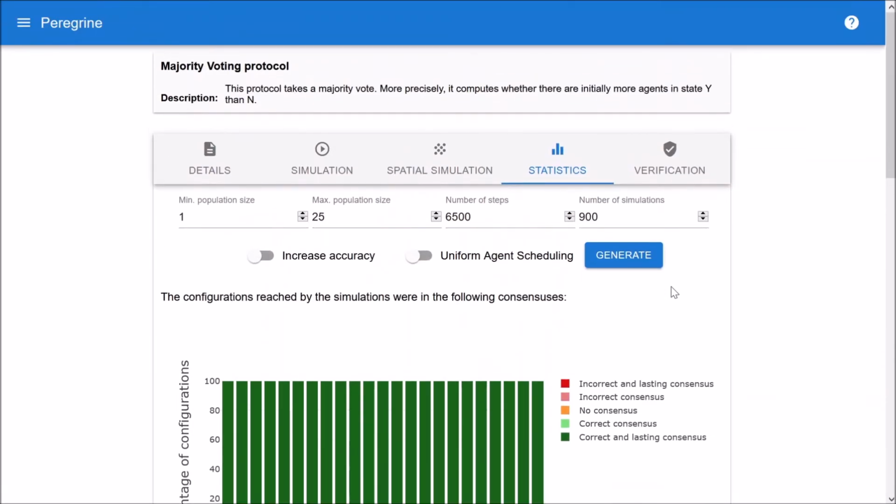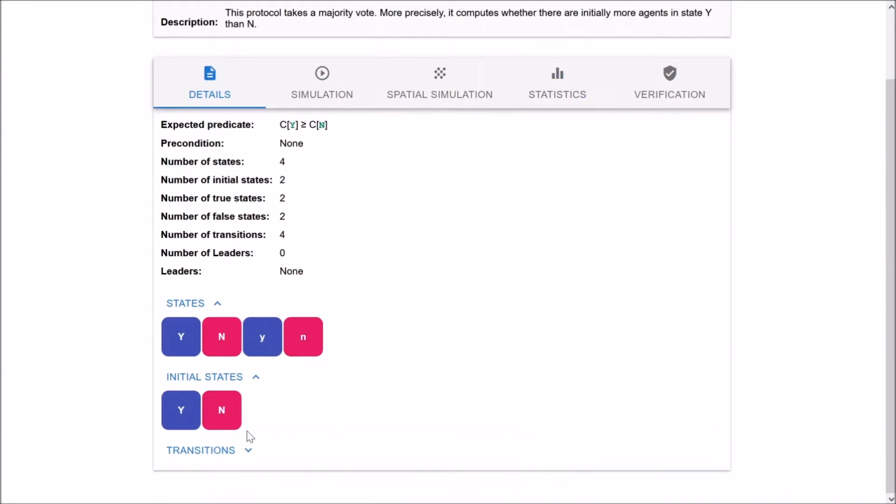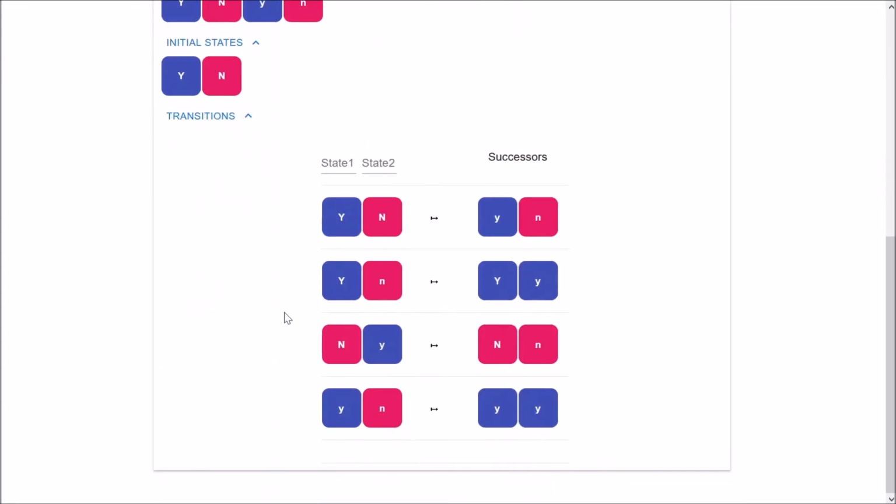It seems like the majority protocol at hand is correct. However, let's look at the transitions one more time to intuitively understand why the protocol is correct. It is easiest to argue in phases.